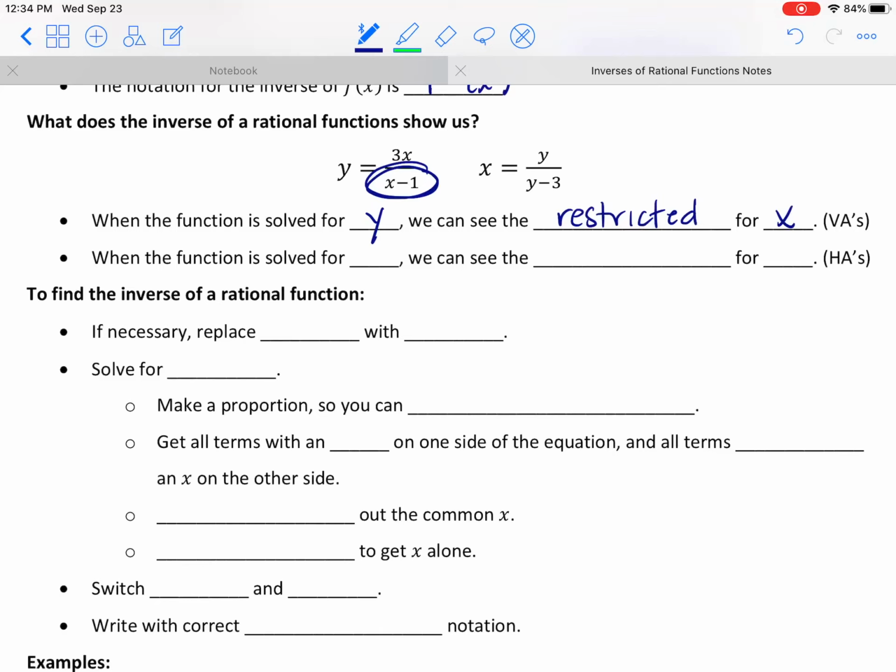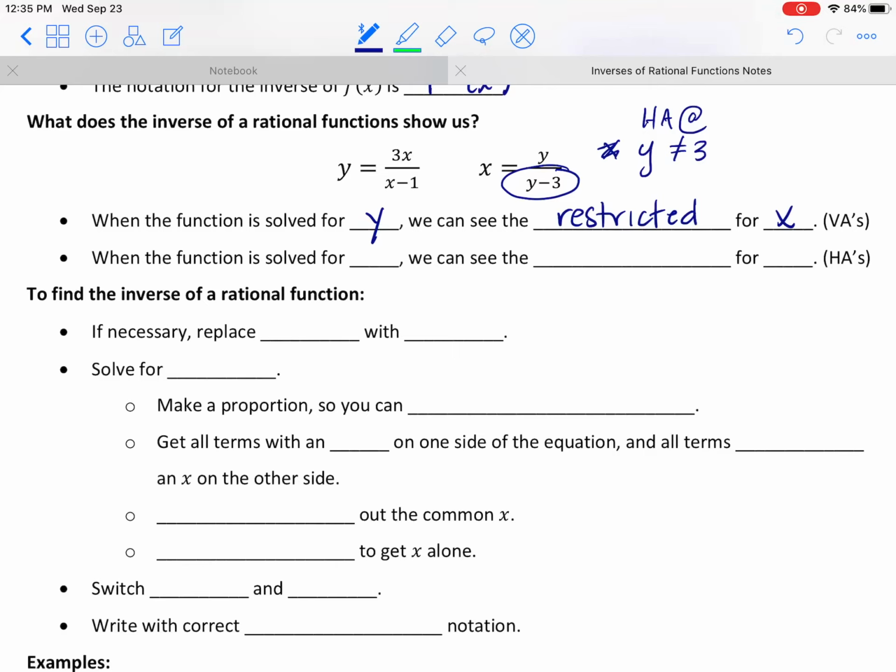I can tell just by looking at that graph that it is going to have a vertical asymptote at 1, because the 1 as an x value going in there would make a 0 on the bottom of the fraction, and that's no good. Now if I rearranged it and solved it for x instead, what we're going to notice here is a restriction for y. We would say, in this one, y could not equal 3 because it would make that denominator 0, which means we would have a horizontal asymptote at y equals 3.